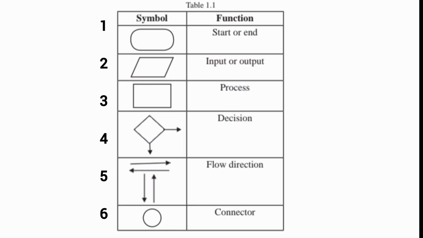Alright, so the first symbol that you can see here is used to represent the start and ending in a flowchart, and the second symbol is used to represent all inputs and outputs in a flowchart. And the third symbol is used to write down all the processes, and the fourth one is for decisions. And also you can see the flow directions and then the connectors. I don't have to say this stuff because you can see and understand.